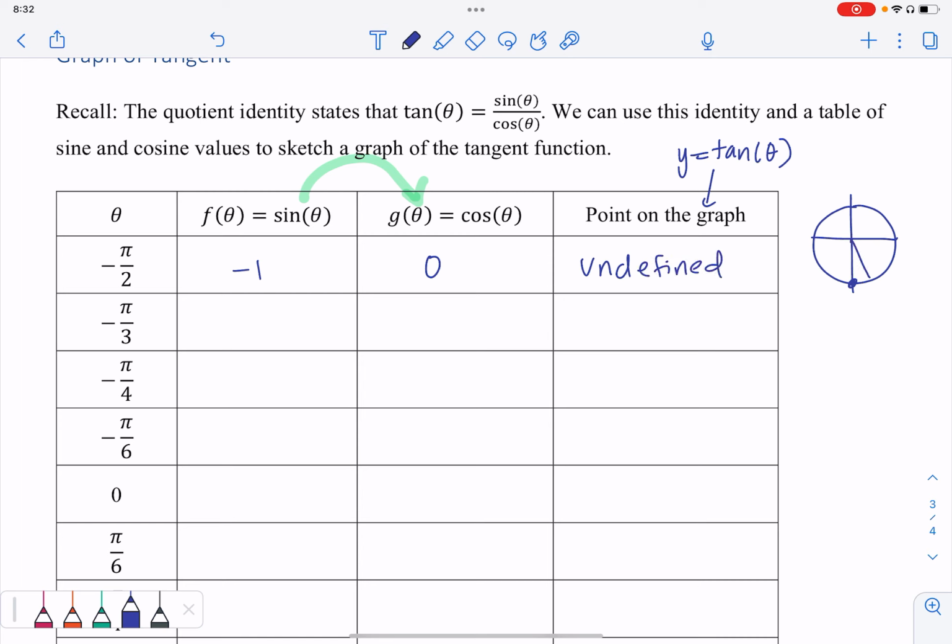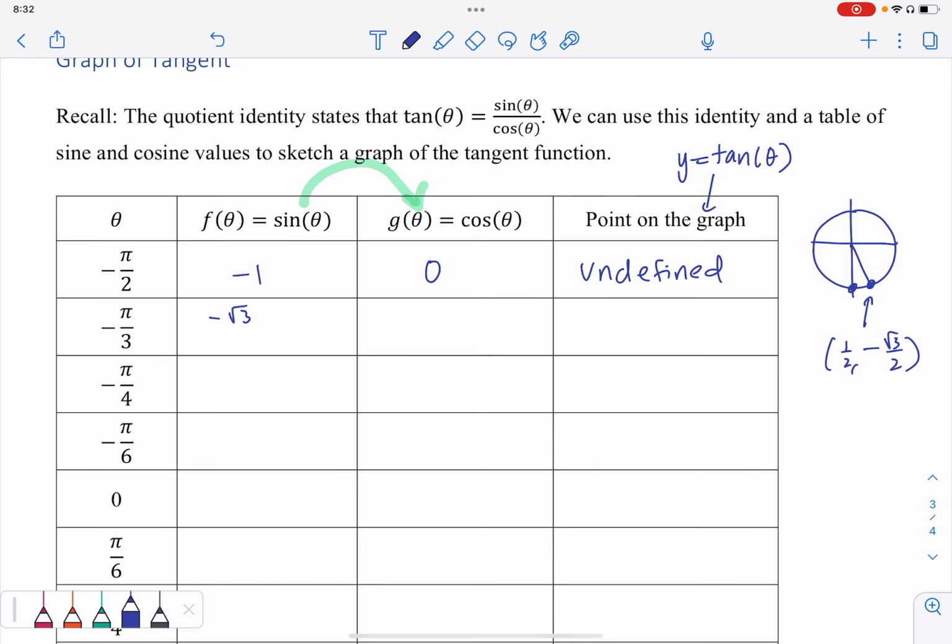Negative pi over 3, that one's here. What is this point right here? Well, this is 1/2, negative root 3 over 2. Okay, so if I am using that point there, I'm going to have negative root 3 over 2 as the sine value, 1/2 as the cosine value. And now I just need to take sine theta divided by cosine theta. All right, when I do that, I get negative root 3 here.